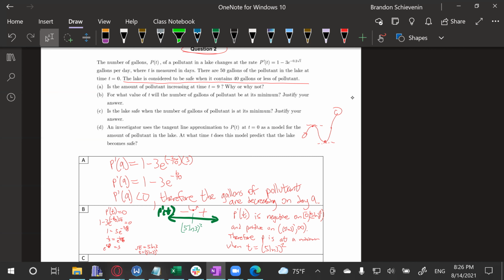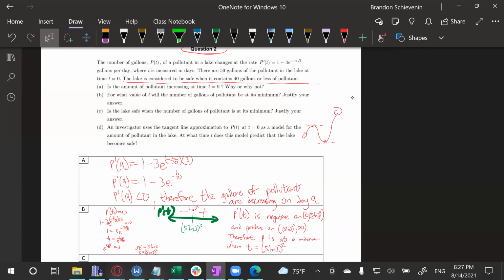Nani, do you have any clue? Could you ask again? Yep, so we're on part C. I want to know whether the lake is safe when the number of gallons of pollutant is at a minimum. For part B, we found out that the gallons of pollutant is at a minimum when T is 5 ln 3 squared. And we're told that the lake is considered safe if it has 40 gallons or less of pollutant. So how do we know if the lake is safe when the pollutant is at a minimum? Then we plug the 40 gallons.